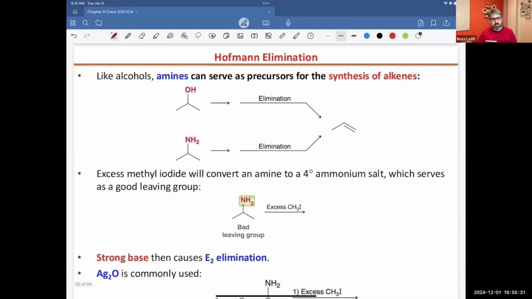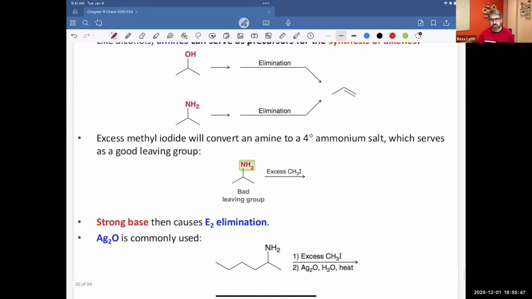The last thing that I want to talk about is elimination. Similar to alcohol, you can take an amine compound and turn it into an alkene. NH2 will leave the system and give us a double bond. In order to take NH2 out of the system, we need to make it a good leaving group.